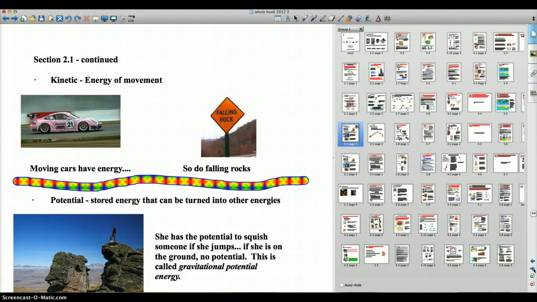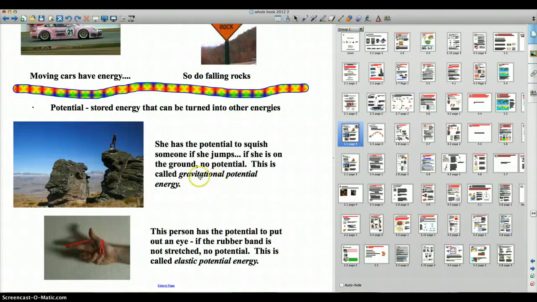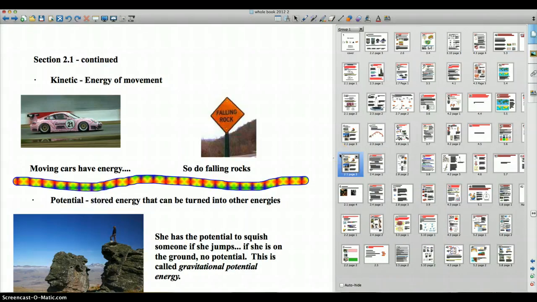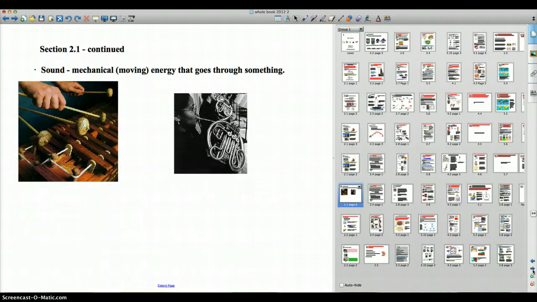Potential energy is stored energy that can be turned into other energies, such as gravitational potential energy. If you jump down, you turn that height into kinetic. Elastic potential energy, where you turn the stretch into kinetic. There's two. Sound energy, which we didn't really focus on all that much. Mechanical, moving energy that goes through something.